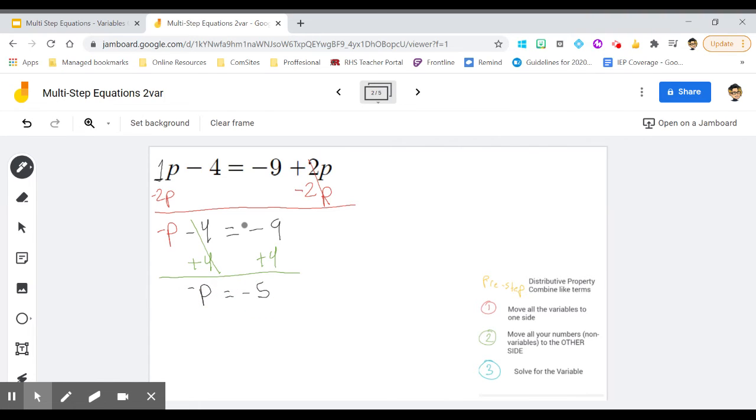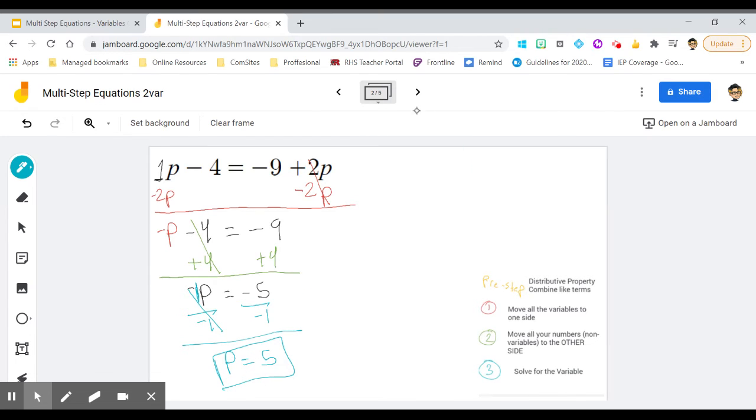Now, this is not it. This is not my final answer, because this is negative p, and what I want is positive p. We never solve for negative p. So you go, well, I don't know what to do. Don't worry, there's a negative 1 here. So we're going to divide both sides by negative 1. And when I do that, I get p is equal to positive 5.